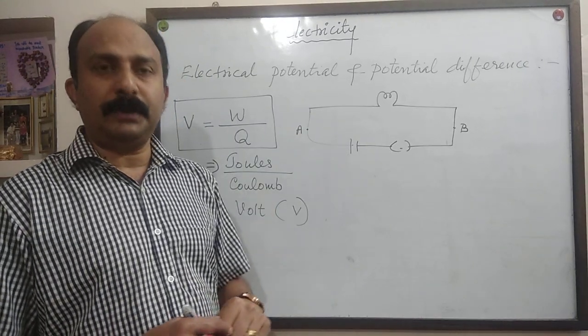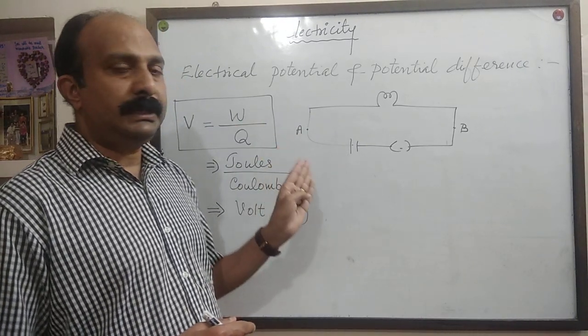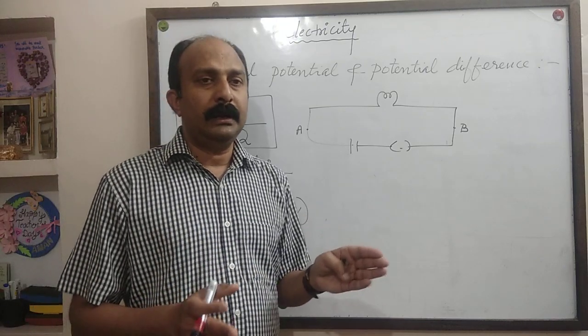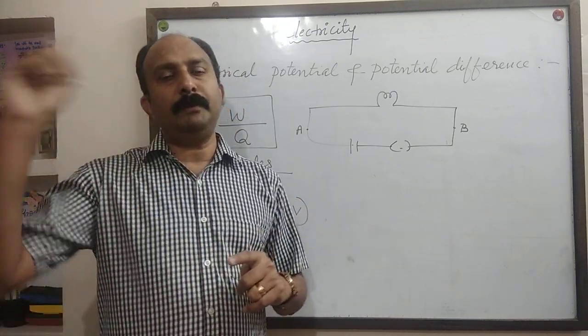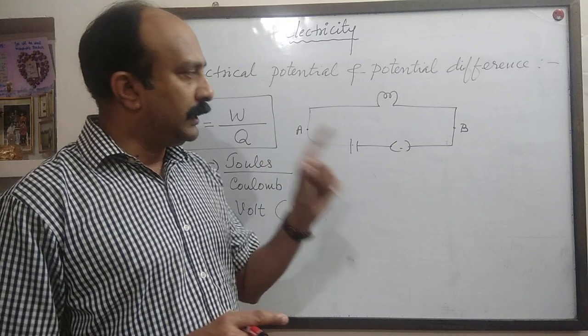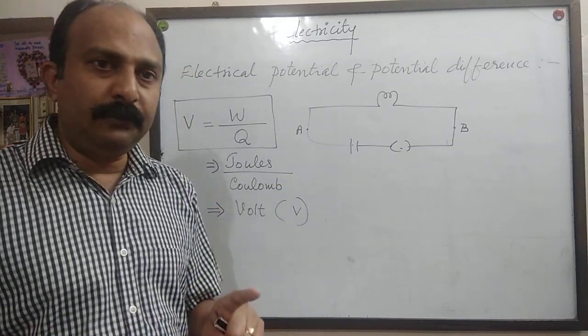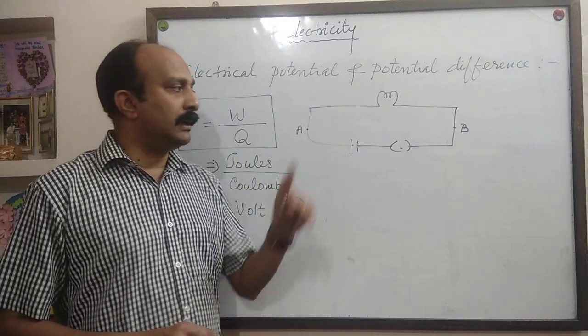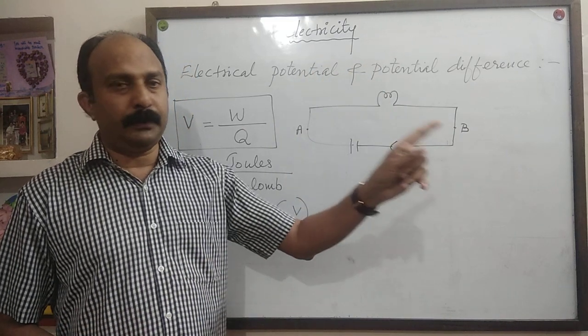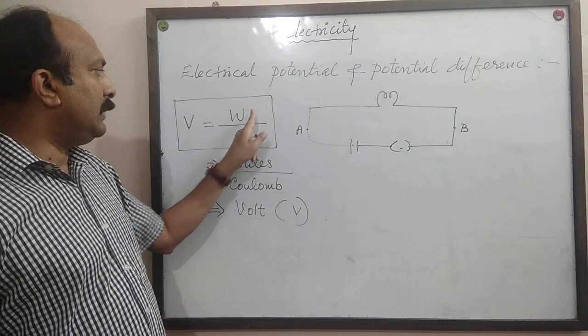Then potential and potential difference. Potential is the amount of work done for bringing 1 unit charge from infinity to that point. Potential difference is the work done for shifting 1 unit charge from one point to another point. So V is equal to W upon Q.